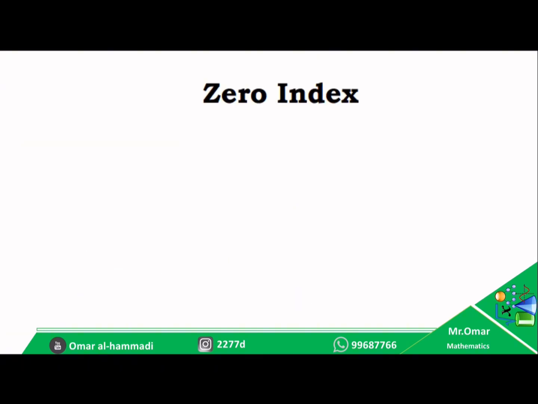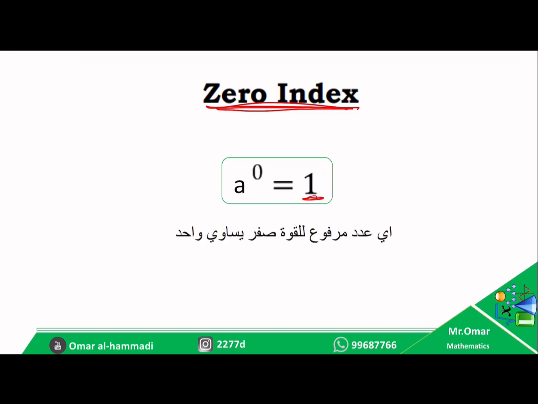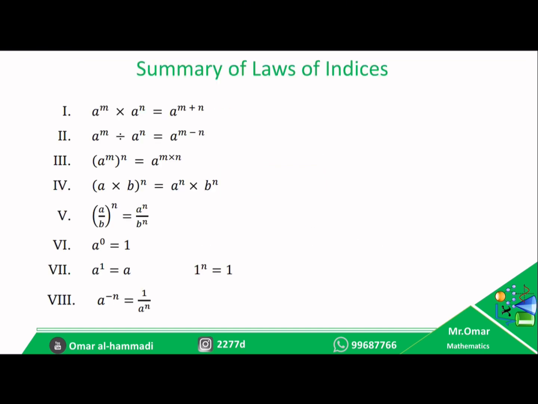Let's see another one. Zero index. This is an easy one. When you have any number with a zero index, the result will be immediately 1. Any number raised to the power zero is immediately equal to 1. And here is the summary of the laws of indices. You have to remember and memorize them, and please practice and practice.